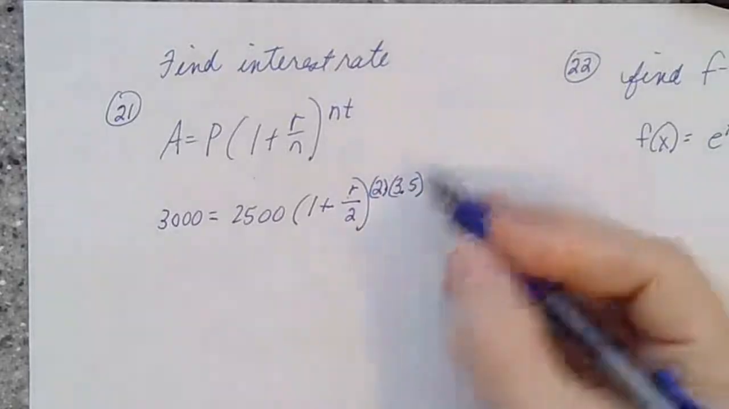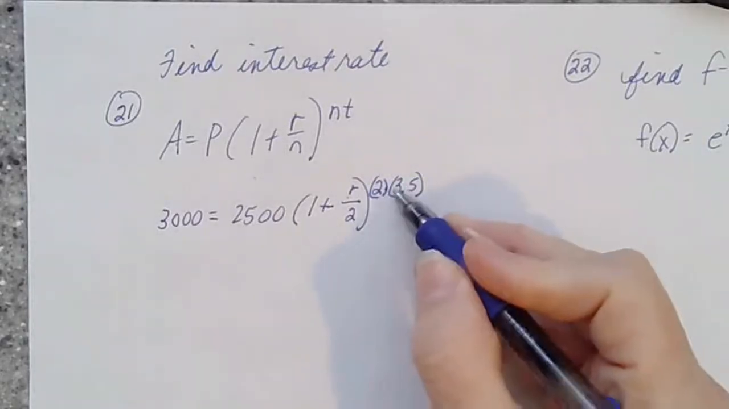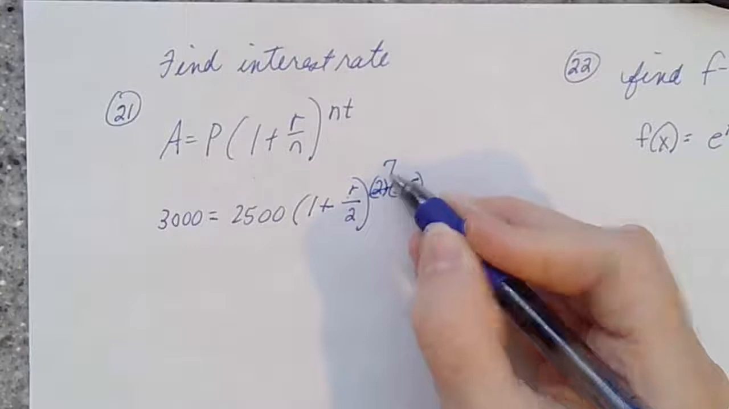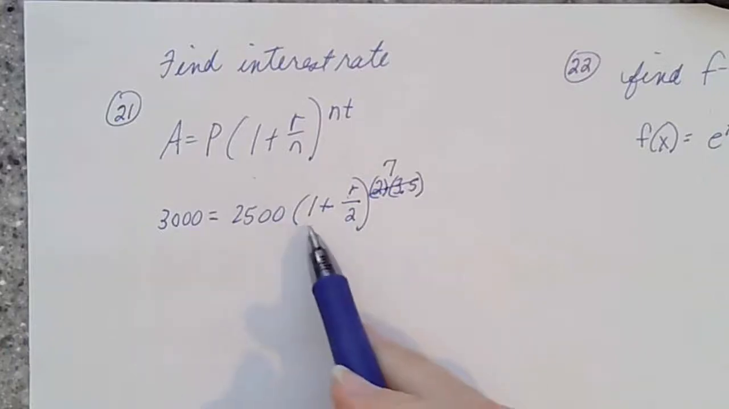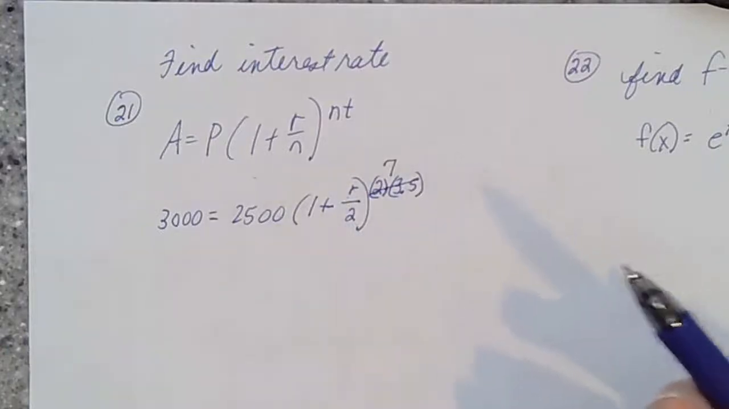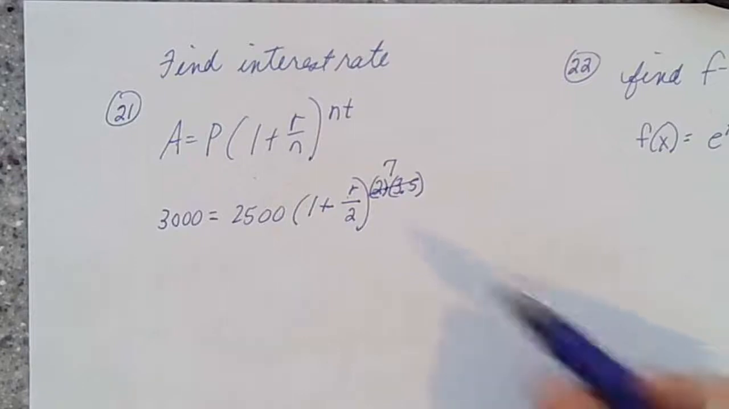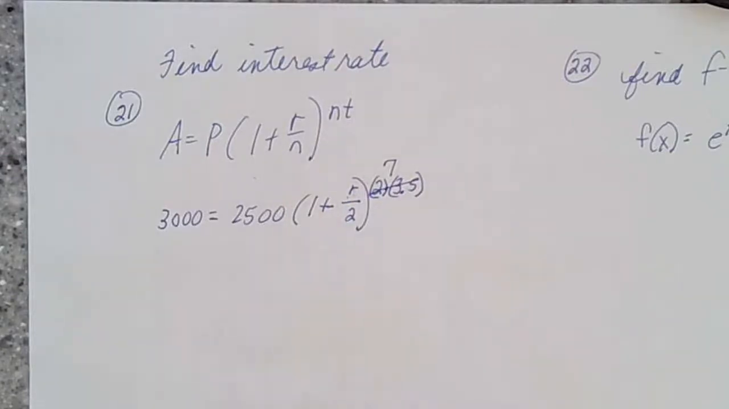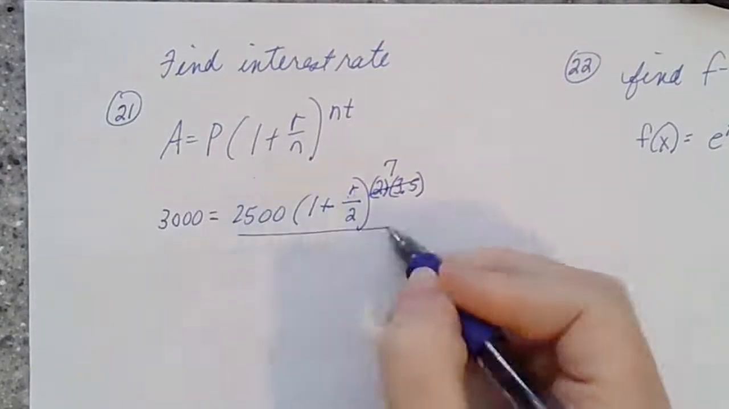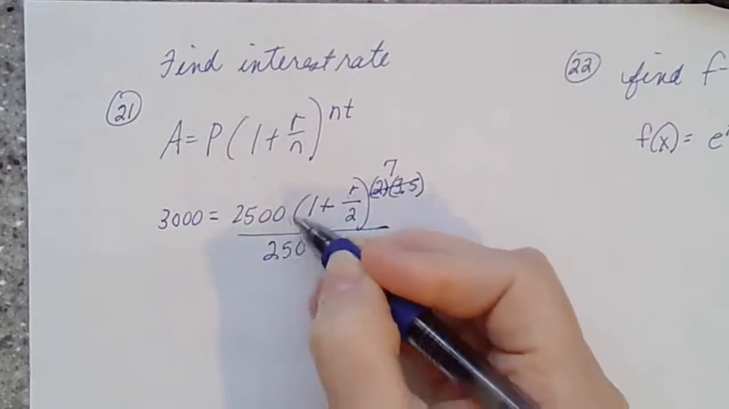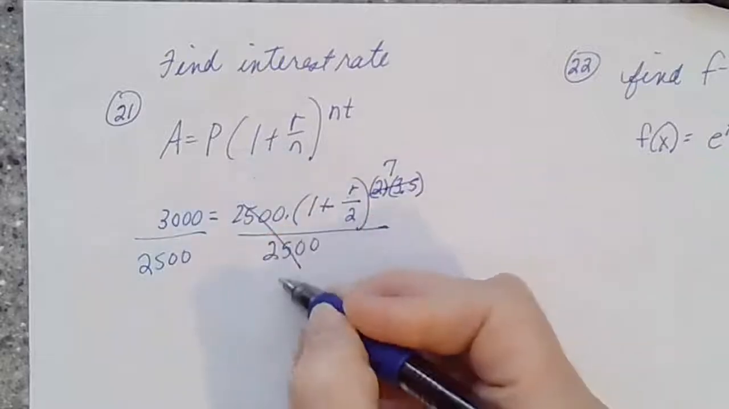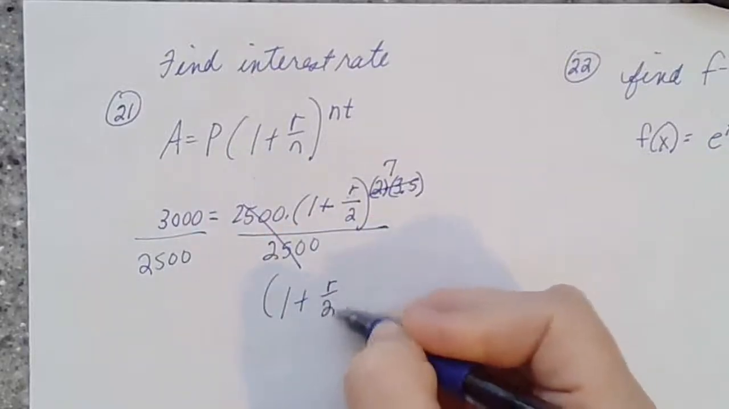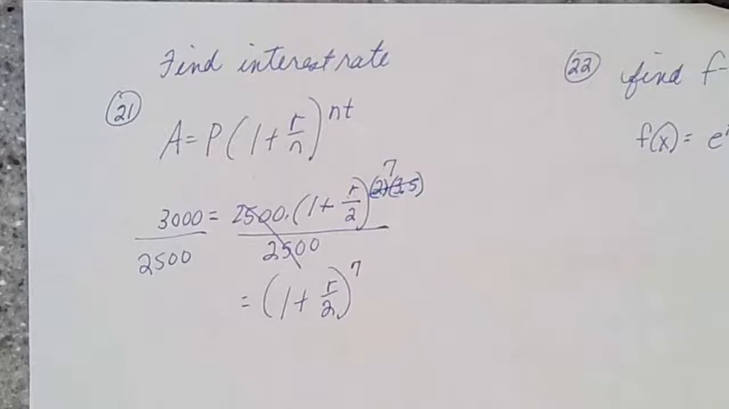So I recommend you always just go ahead and multiply these exponents together. It makes it easier to type in your calculator. So I would just do that up front. Then try to do anything else you can to reduce this down, like do what's in the parentheses. I would do that next, but I cannot because I don't know R. So then I have to start working backwards. The first thing I can do here is divide out, because that's multiplied. I'm going to divide out by 2,500. And that leaves 1 plus R over 2 raised to the 7th equals, and I can type this in.